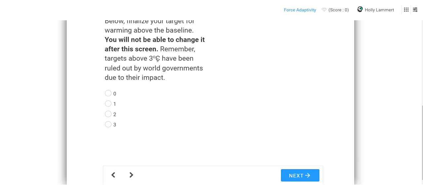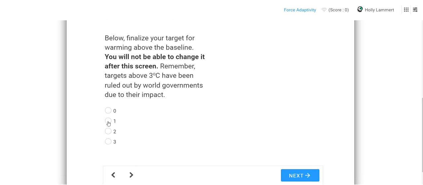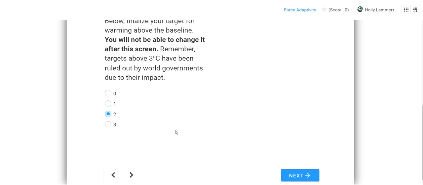Remember, targets above 3 degrees have been ruled out by the world's governments due to their impact. Okay, so that's not a good baseline. So if you want to stay conservative at 2, if you want to go aggressive at 1, right now I think the current push is 1.5 based on the International Panel on Climate Change.